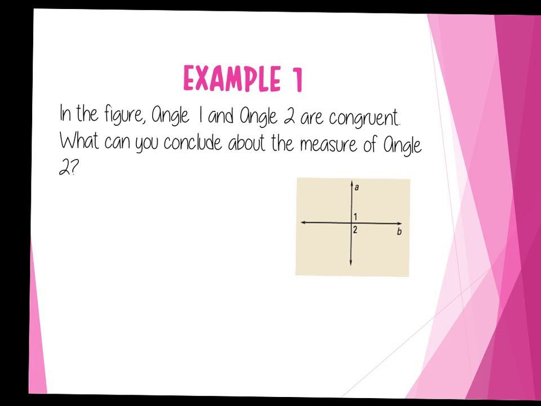What could you tell me about angle 2? What's true about the relationship between 1 and 2? They're adjacent and they're a linear pair, which means what? 180, which means they would both be 90 degrees. So what could you tell me about the measure of angle 2? It's a right angle, or it equals 90 degrees.